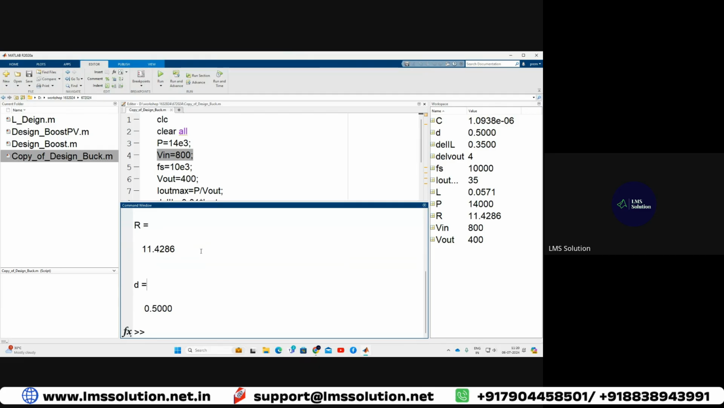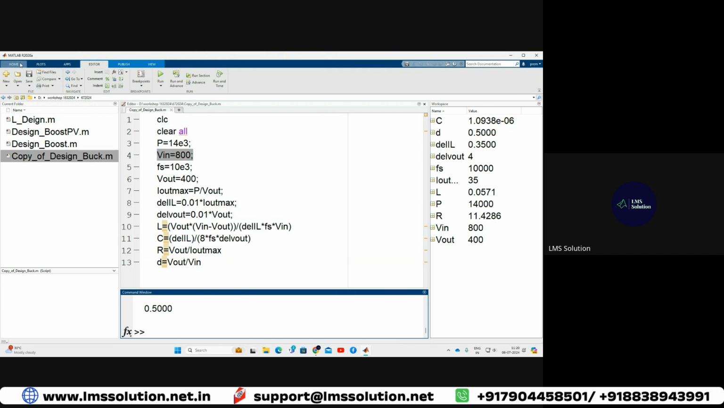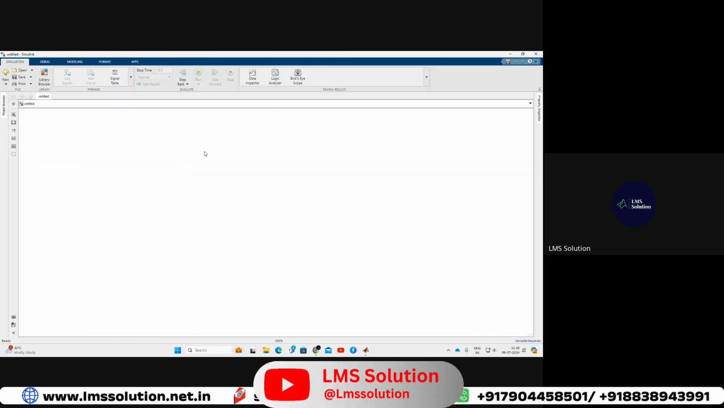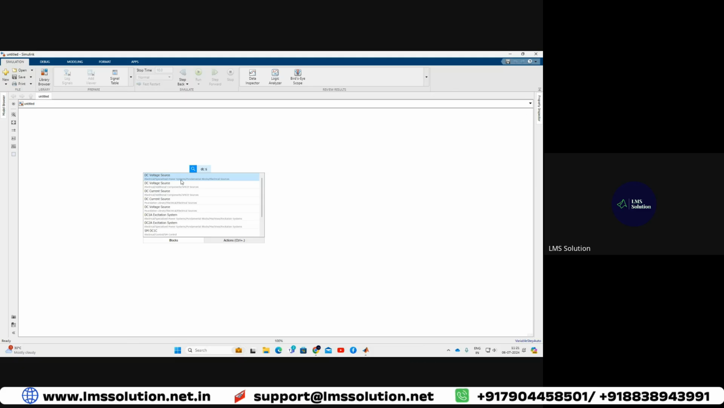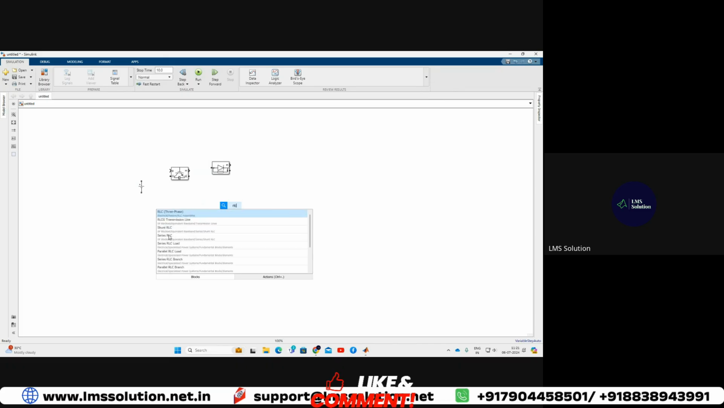Next we move on to creating the buck converter Simulink diagram in MATLAB. For that, go to Home, click Simulink, and then click Blank Model. For creating the buck converter, we need a DC voltage source, which you take from the Specialized Power Systems library. Then we need an IGBT/diode, also from Specialized Power Systems, and a diode. Then we need an inductor, a capacitor, and a load resistance. For that, you take the Series RLC Branch.